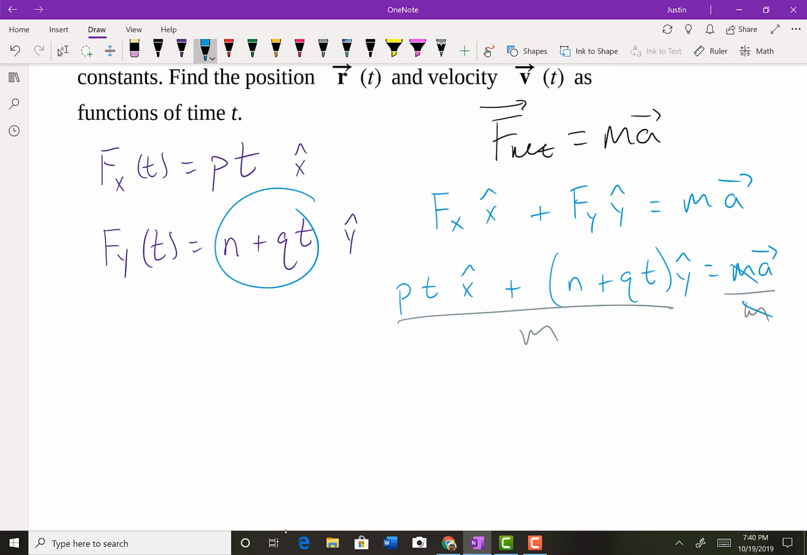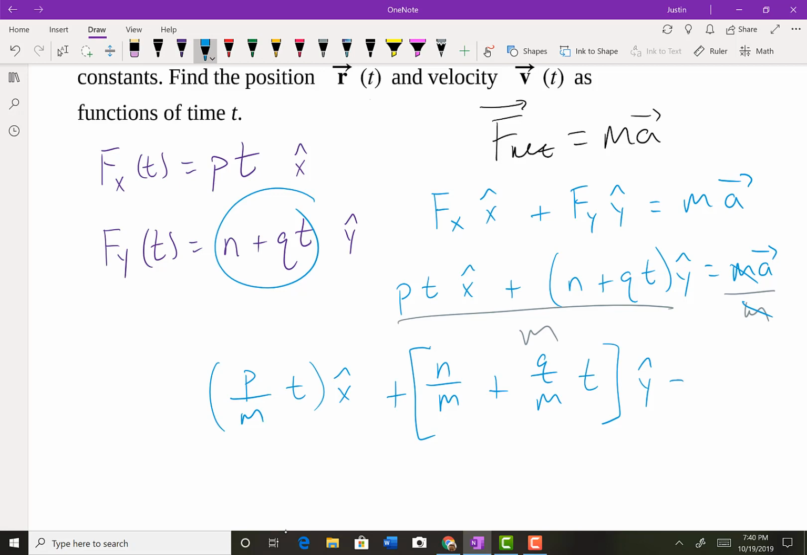I'm going to write the constants p over m, and they're being multiplied by t. And that's x hat right there. Plus n over m here. That's just a constant there. Plus, and then the constant q over m multiplied by t. You can write this in any form that you want. This one's the one that's making most sense to me. So y hat, and then that's the acceleration as a function of time.